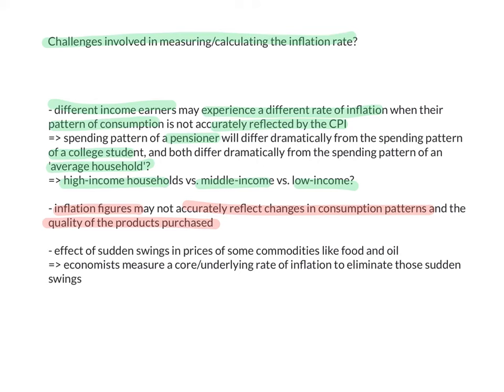They also don't reflect changes in consumption patterns. The other challenge is that there are usually some commodities, like food and maybe oil, that experience sudden swings. These sudden swings affect the inflation rate calculation. So what do economists do? To eliminate those sudden swings, they measure a core or underlying rate of inflation. They try to find it by averaging out those price swings over a period of time. That's the core or underlying rate of inflation. So these are some challenges, as I said earlier, involved in measuring and calculating the inflation rate.